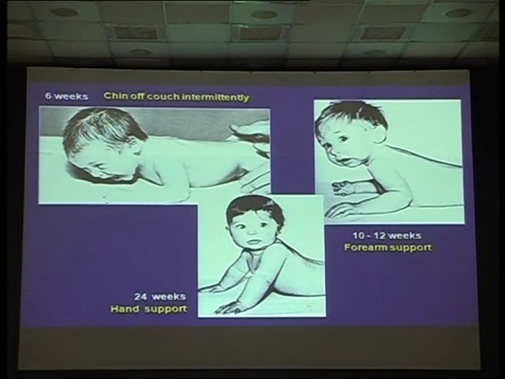When you put a child in prone position, it is a protective mechanism. Child can lift the chin off for a few minutes, mainly to protect the airway. And then between 12 weeks, that is 3 months, child can raise the head and trunk with support of the forearm, called the forearm support. At 24 weeks, at 6 months, it is hand support.